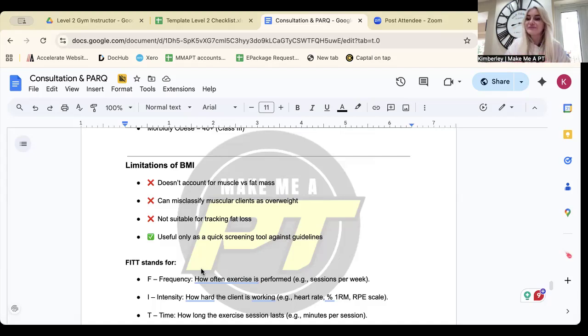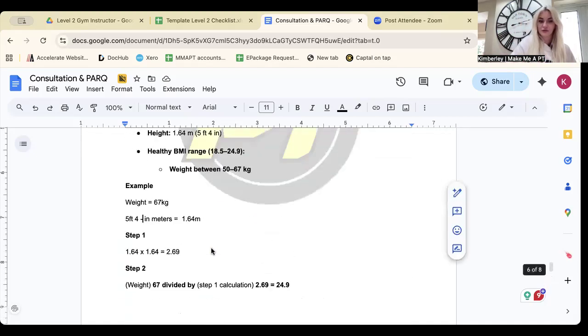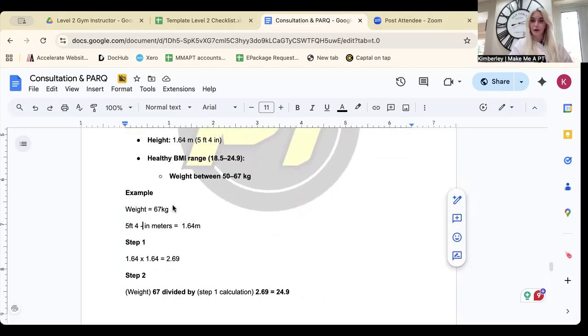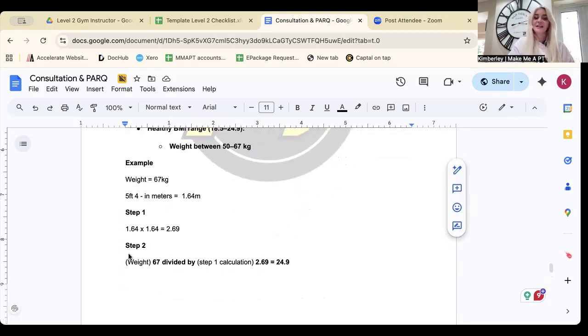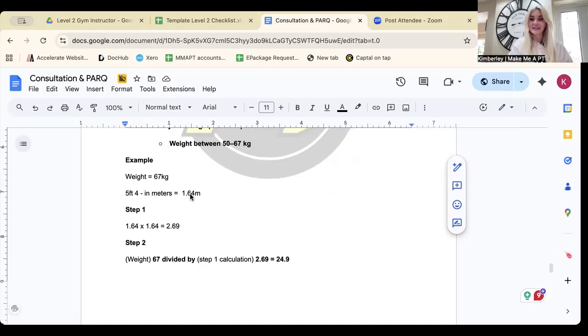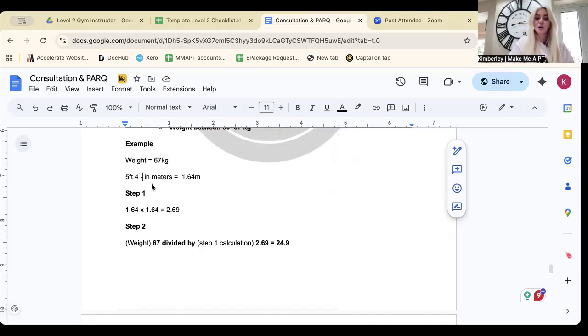Hopefully I've made that as simple as possible. We'll run through it one more time. You're going to figure out what the weight is in kg, then we find out what their height is in meters. Then when you hear times squared, it basically means you times it by itself. So then we figured out this number, and then step 2, we get their weight, divide it by this number that we have, and then we can figure out what their BMI is.